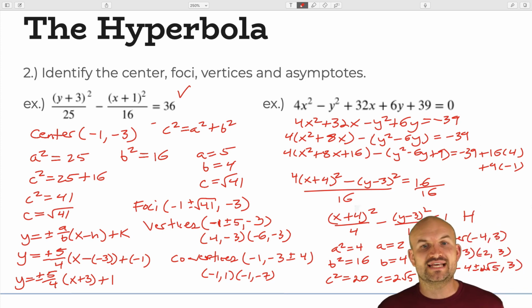Now, another common mistake students will make here is that they'll treat the center as -3, -1. But be careful. Remember, h is always with x, k is always with y. So the center is actually -1, -3. All right.